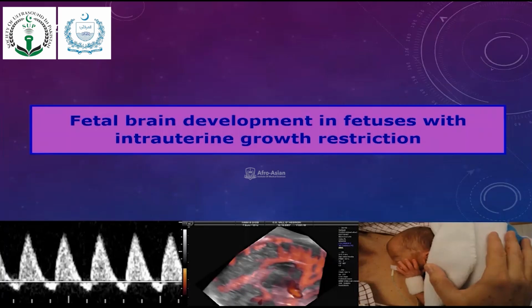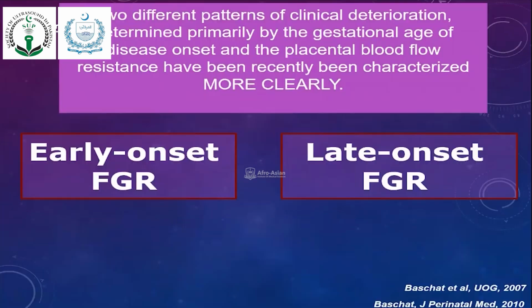Another important issue is fetal brain development in fetuses with intrauterine growth restriction. Two important things: early onset fetal growth restriction and late onset fetal growth restriction. There are two different patterns of clinical deterioration, determined primarily by the gestational age of disease onset and the placental blood flow resistance, which have recently been characterized more clearly.